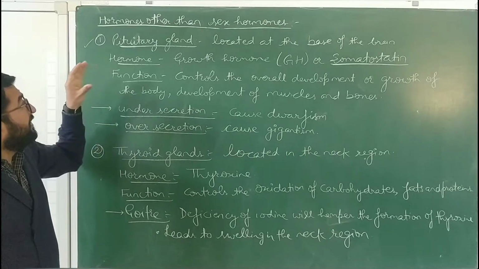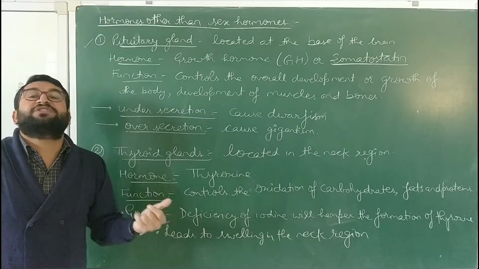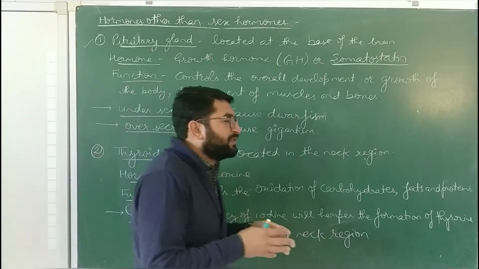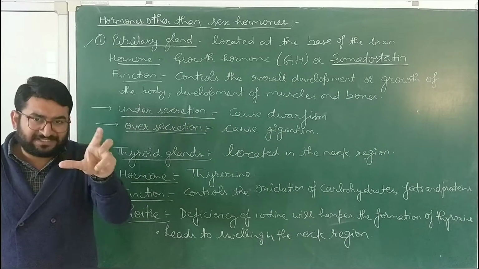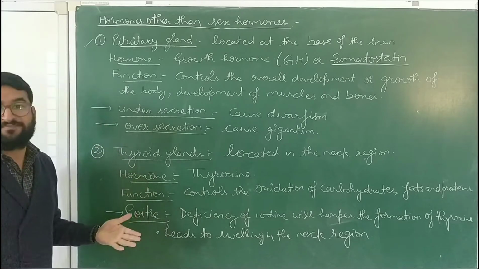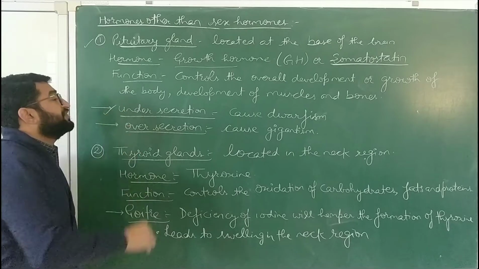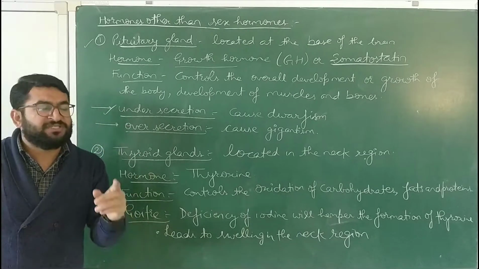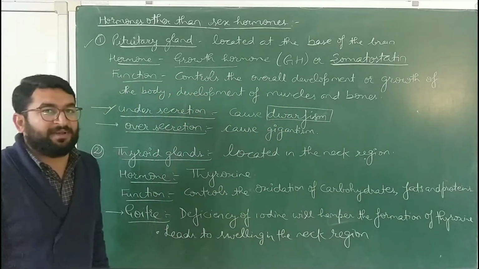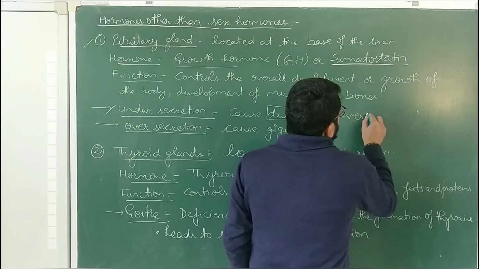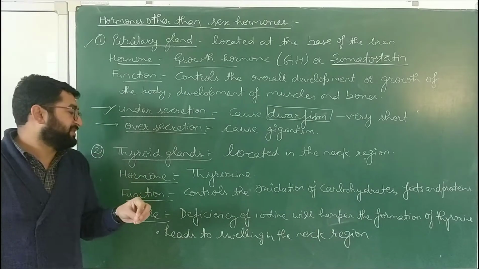Next question. We have discussed that over-secretion of hormones will lead to disease, and under-secretion of hormones will also lead to a particular disease. If a hormone is released more than required, it causes a disease, and if it is released less than the required amount, it also causes a disease. So if growth hormone is secreted in a lesser amount, that means under-secretion, it will cause a disease named dwarfism. Dwarfism means bonata. The person will remain very short in height. That person is known as a dwarf.